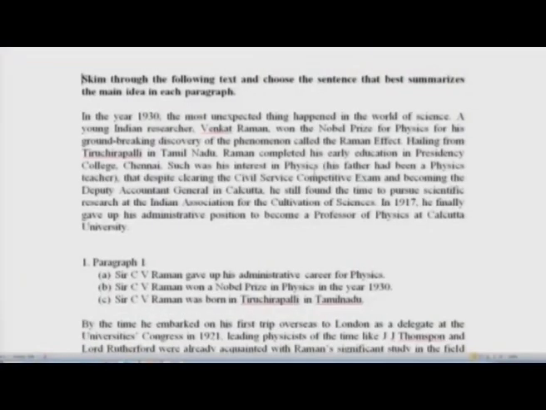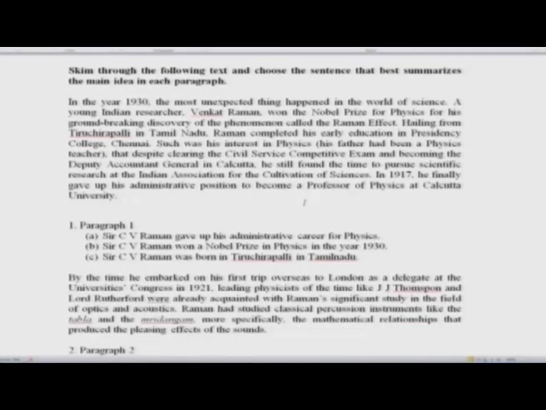The extracts here you see are about C.V. Raman, a very famous scientist. Let us read the text and try to identify the main idea of each paragraph. I am starting. In the year 1930, the most unexpected thing happened in the world of science.